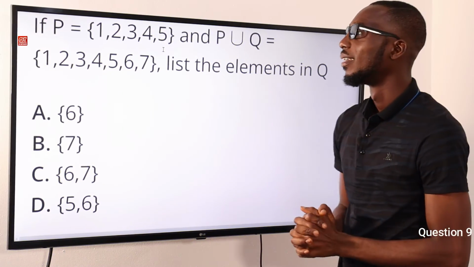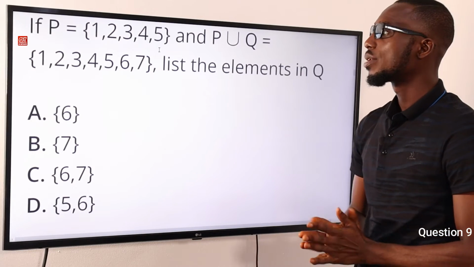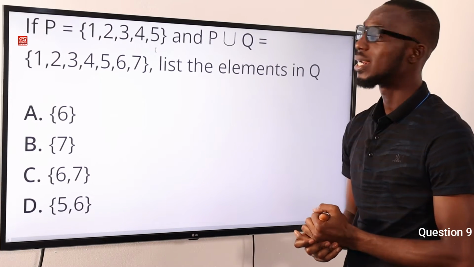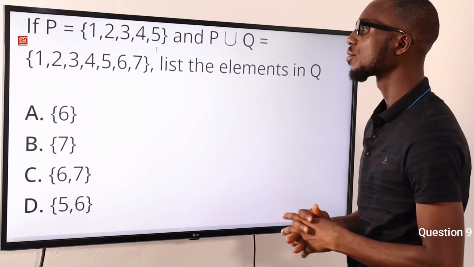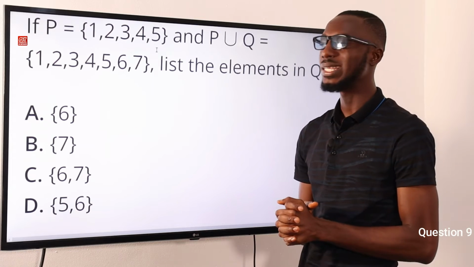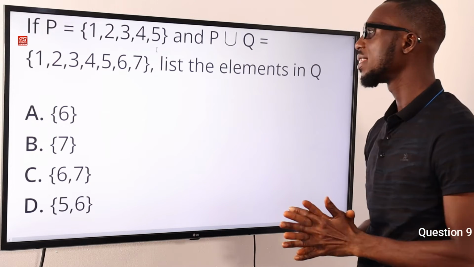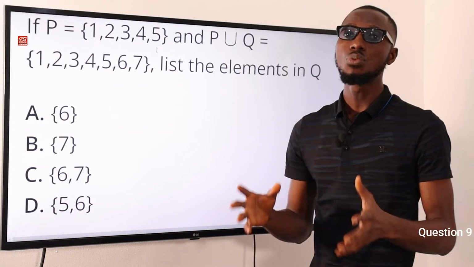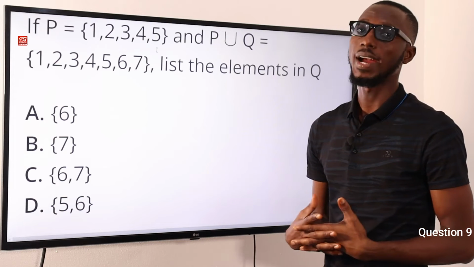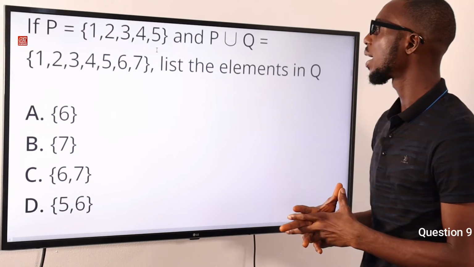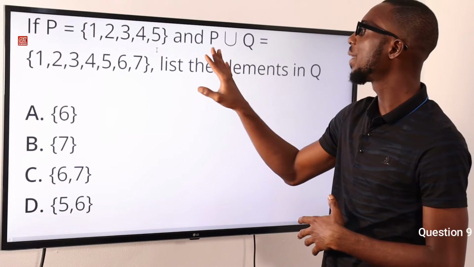Question 9. If set P equals {1, 2, 3, 4, 5} and P union Q equals {1, 2, 3, 4, 5, 6, 7}, list the elements in Q. So we are going to work based on the options provided. We are asked to find Q from P union Q.